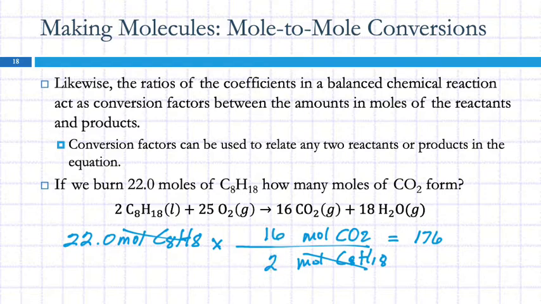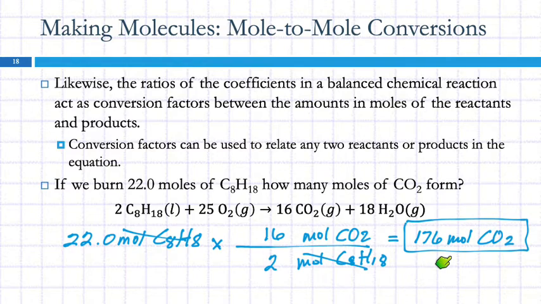These coefficients are exact numbers because when it comes down to it, it's exactly 2 molecules of this produce exactly 16 molecules of that. So the coefficients do not affect the sig figs. I started with 3, I'm going to end with 3 moles of CO2. 176. We're getting a lot more moles of carbon dioxide because each mole of carbon dioxide only has 1 mole of carbon, and each mole of octane had 8 moles of carbon. Right? Any questions?